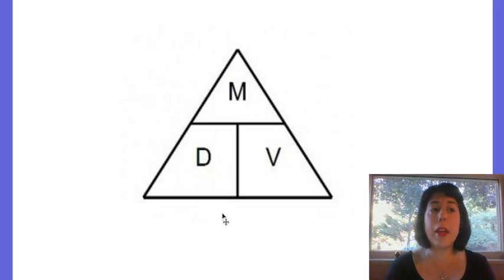Sometimes you're asked to manipulate a density formula. So they'll give you density and you need to find mass, or maybe you need to find volume. They'll give you two of those variables. So you can use something called a density triangle if you have trouble manipulating equations.